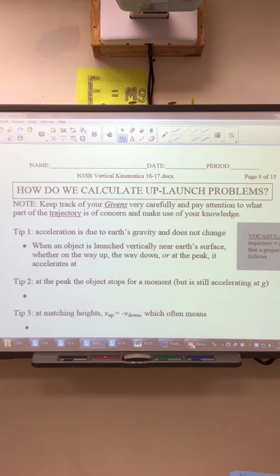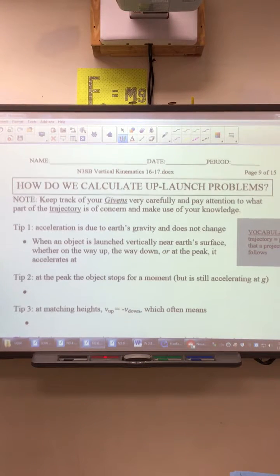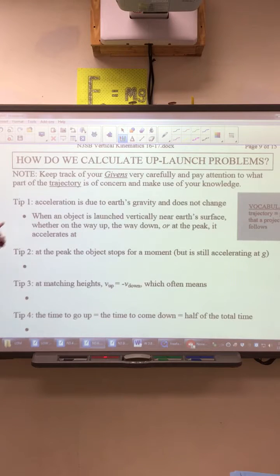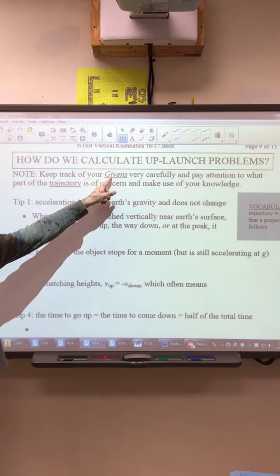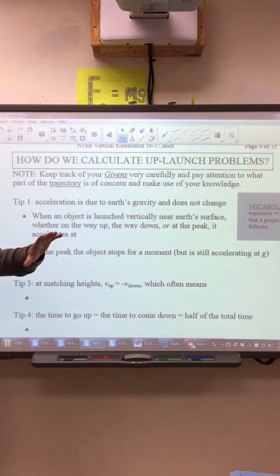Notes, page 9. How do we calculate these up launch problems? How do we calculate the throw up problems? Actually, pretty straightforward. You really have to pay attention to your givens. You've been doing a nice job paying attention to your givens. I'm going to ask you to step up your level again for these problems.